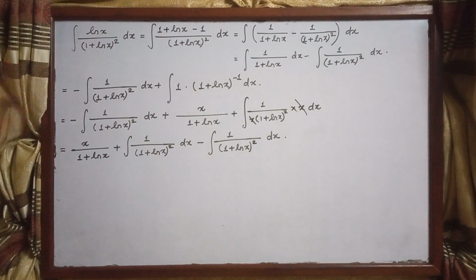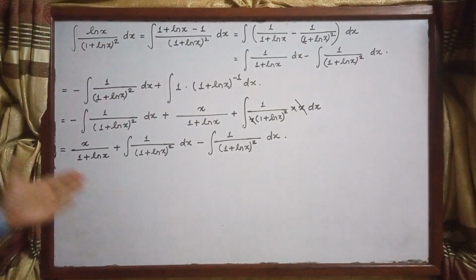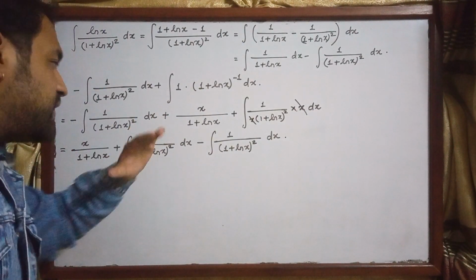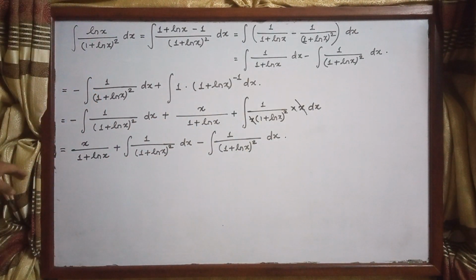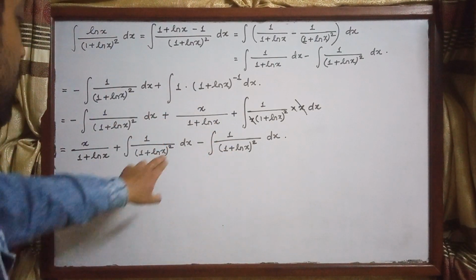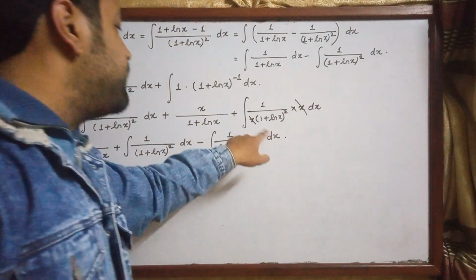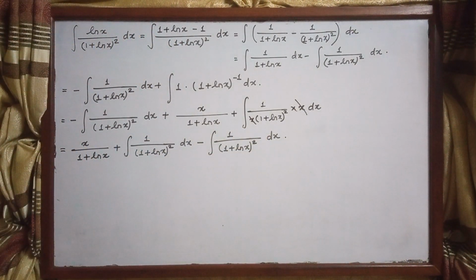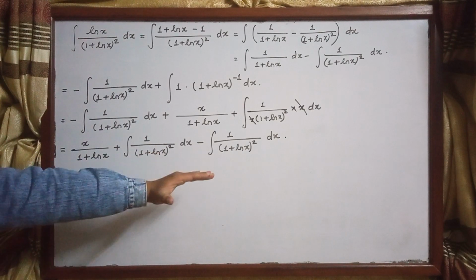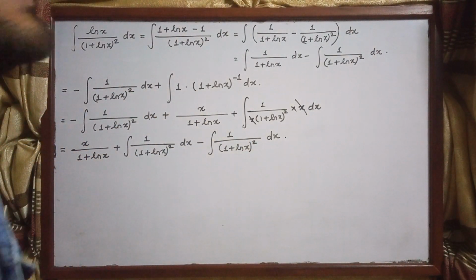Now, here's the tricky part. These two expressions look the same, but they aren't necessarily the same, because this represents an antiderivative of this function and this represents an antiderivative of this function. And two antiderivatives of the same function may not be the same.